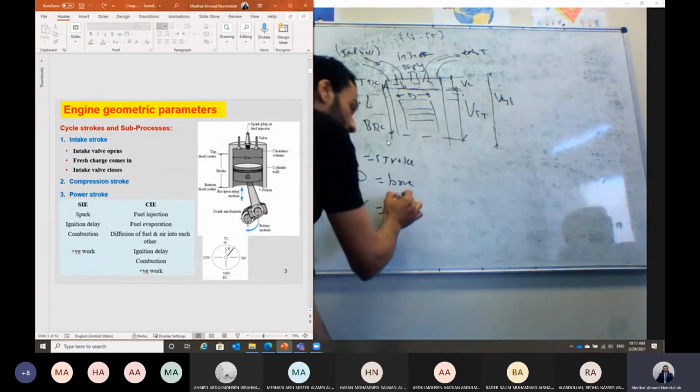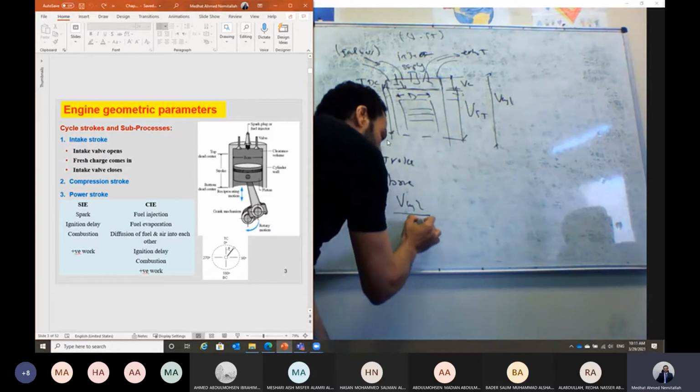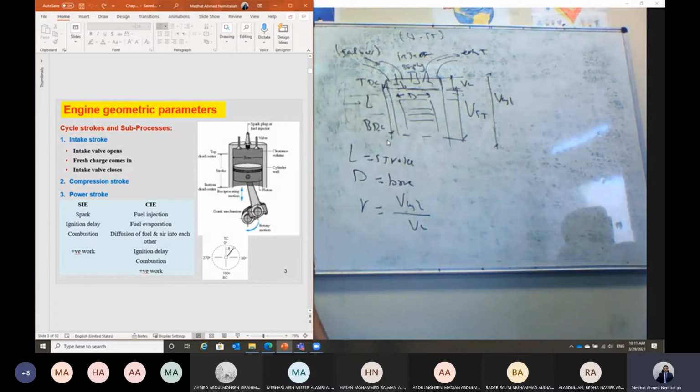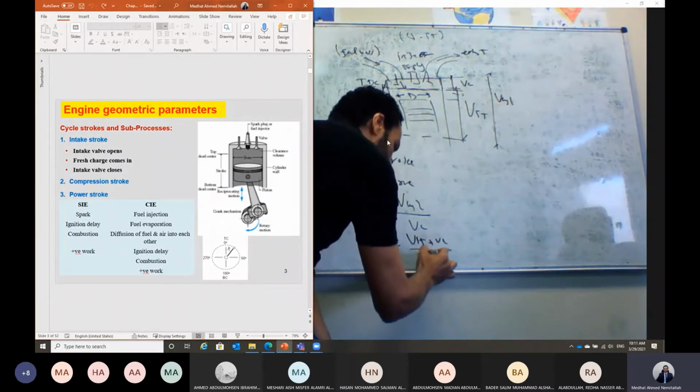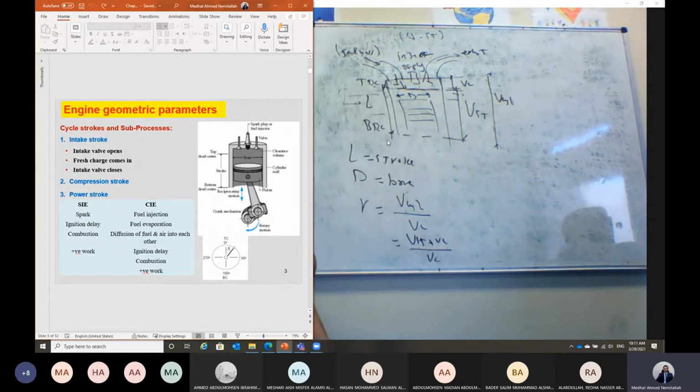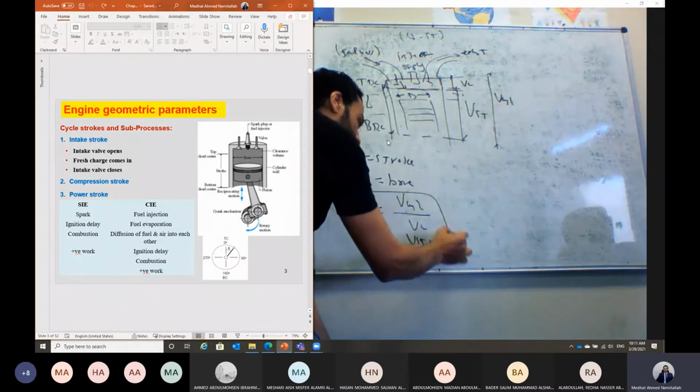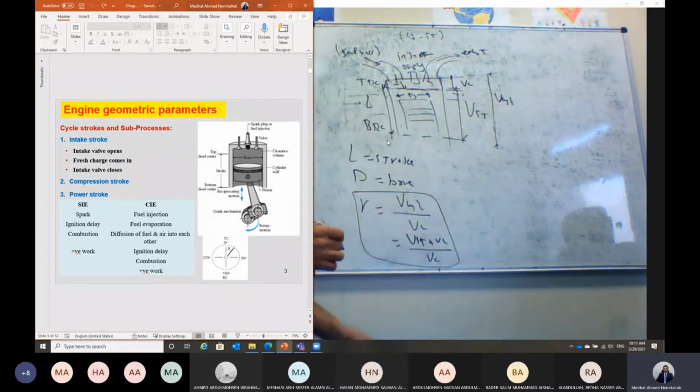We said the compression ratio is the ratio between the cylinder volume divided by the clearance volume, or it is equal to V stroke plus V clearance divided by V clearance in this case. And this compression ratio, as we said, is different from gasoline to diesel. In case of gasoline, this ranges from 8.5 up to almost 11. In case of diesel, it starts from 15 and it can go up to actually 22.